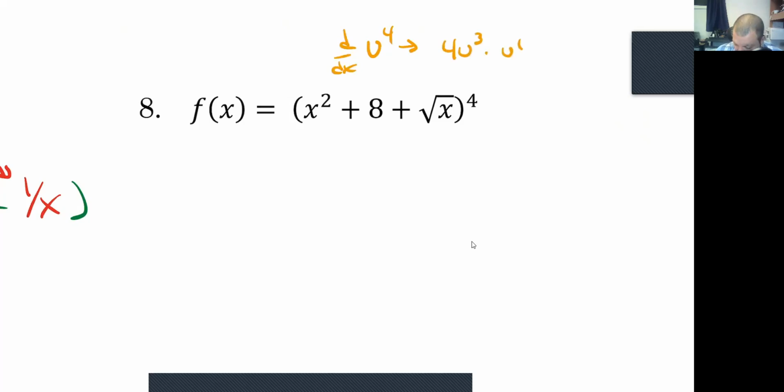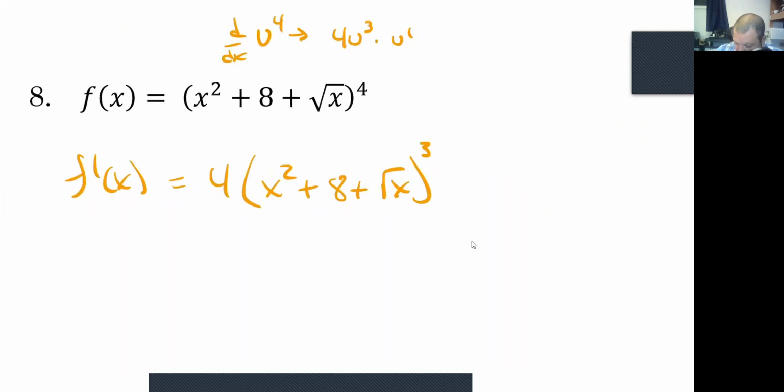All right, so I have f prime is going to be 4 times this function, x squared plus 8 plus the root of x, raised to the third power. And now we just need to multiply by the derivative of what's on the inside here. Derivative of x squared, that's an easy one. That's just 2x. The derivative of 8, well, that's just 0. And the derivative of the square root of x is 1 over 2 radical x.